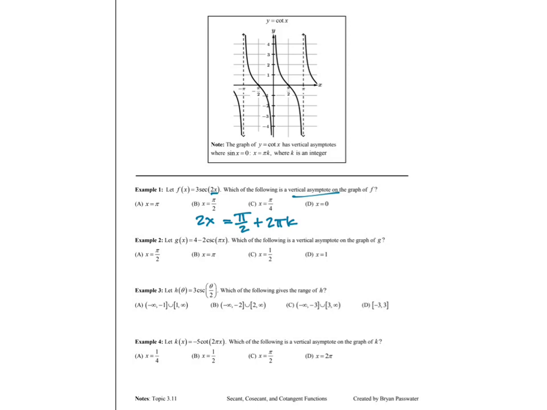So how would I solve for x here? Divide by 2. So x is equal to pi over 4 plus pi k. Are we understanding that? So you have to know where your asymptotes are on the parent function, and then you set your argument equal to that and solve. For number 2, could you use 0 or would you have to use pi? You have to use pi.